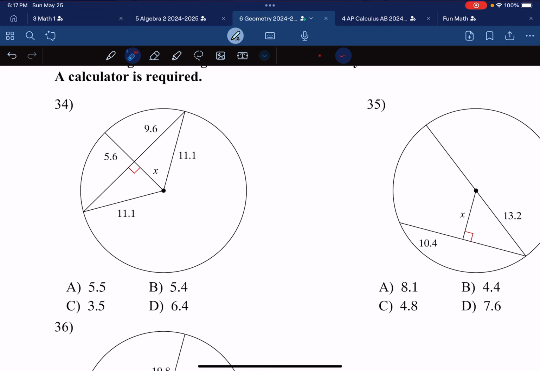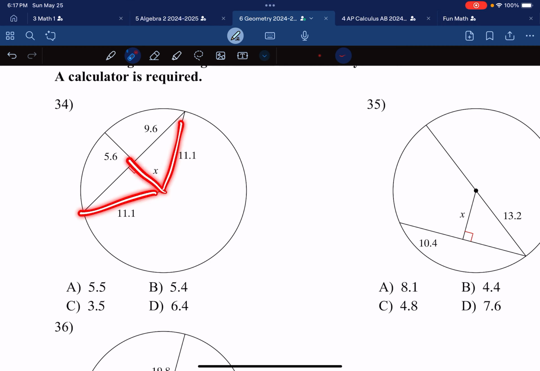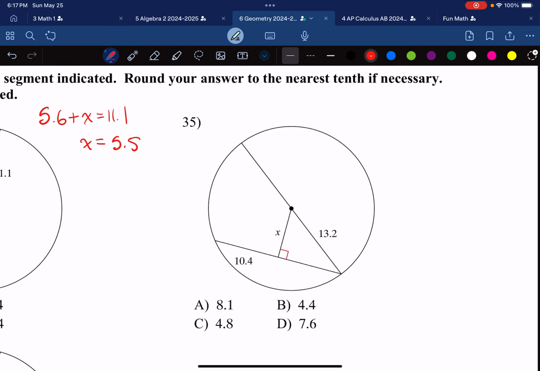Number 34. I'm trying to solve for x. X is going to be this length right here. I'm going to use the fact that I know that all of the radii, no matter where I draw my radii, they're all going to be the same. This is 11.1, that's 11.1, this is 11.1. Oh, if this one is 11.1, these two numbers add to 11.1. You can say 5.6 plus x add to 11.1. We'll subtract 5.6, so x is going to be 5.5, and done. Correct answer, A.